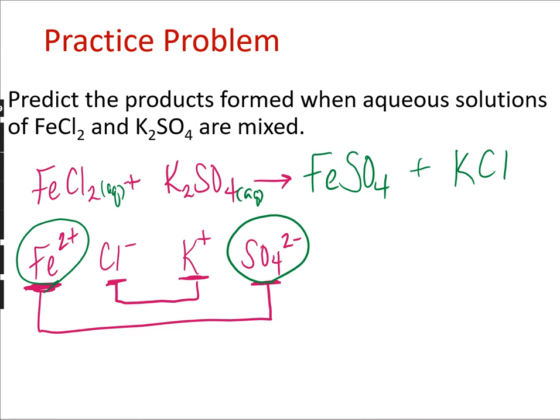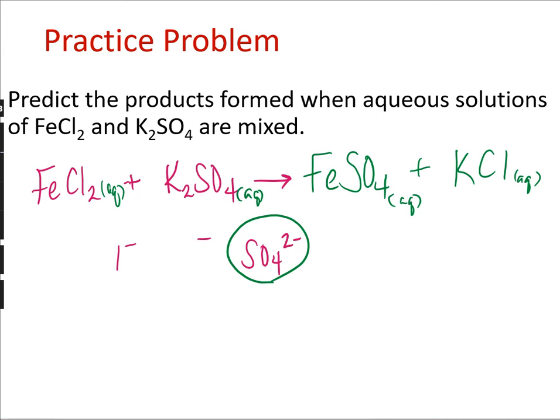So it's still a double displacement, or an exchange, or metathesis, whatever term you want to use. It's still that type of reaction. However, this is not a precipitation reaction because we do not form a solid. So what would happen if we were actually to go through and look at the net ionic equation?